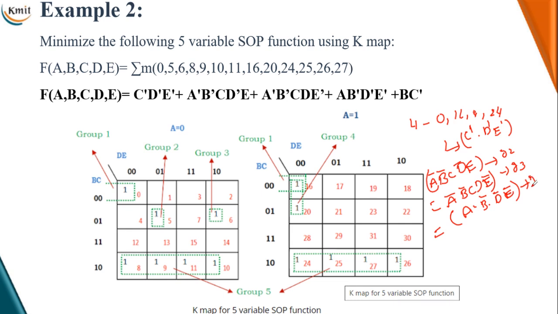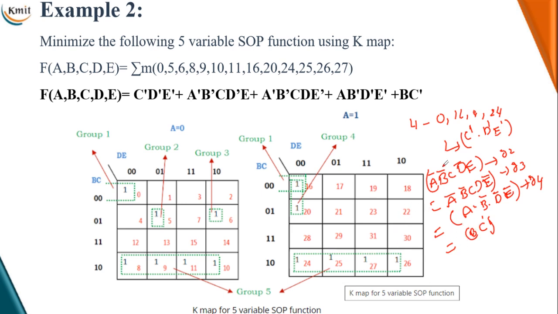Next, the last group can be formed by an octet, which is 8, 9, 11, 10 in the top layer, and 24, 25, 27 and 26 in the bottom layer. So the A value is different, so it will not come. B, C are the same row, where the B value is 1 and the C value is 0, so B, C bar. And here D, E are not the same, they are different, so they will not be in the group.